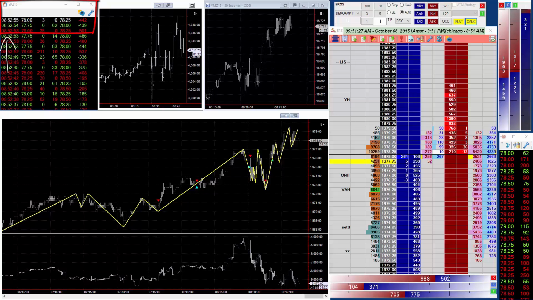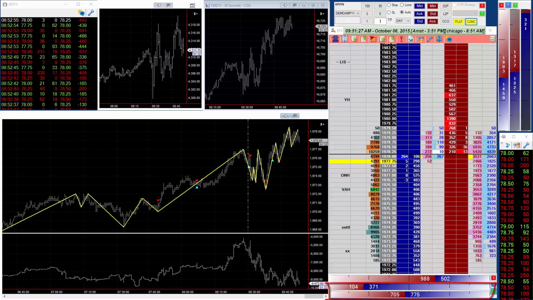Time is on the left, and the delta, market buys minus market sells, is on the right. Then we have the bid and offer prices, and inside that we have the total amount of sell market orders that hit the bid and the total amount of buy market orders that hit the offer.